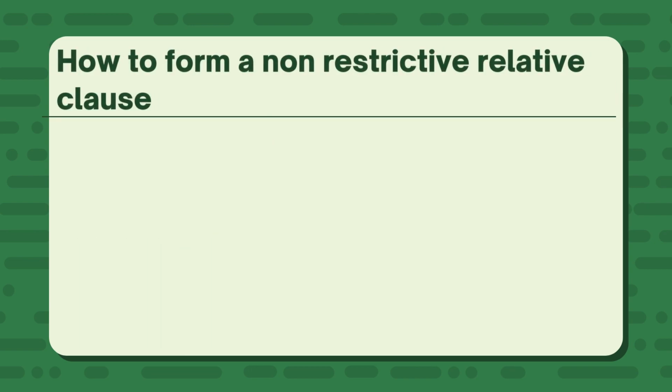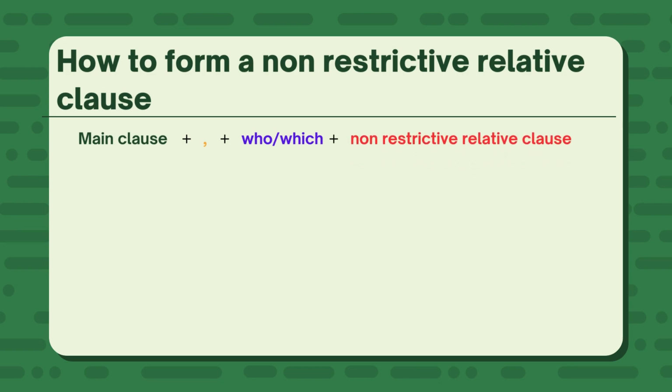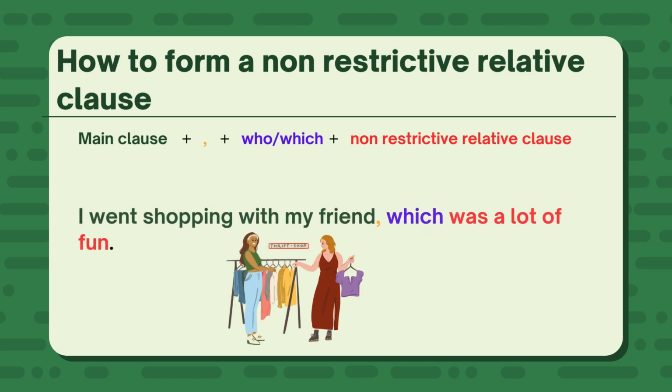First, let's look at how the main clause followed by the non-restrictive relative clause looks. So we have the main clause plus a comma plus who or which plus a non-restrictive relative clause. I went shopping with my friend. That's the main clause. Then we add a comma. Then we add which. Then we add our non-restrictive relative clause. Was a lot of fun. So our sentence reads, I went shopping with my friend, which was a lot of fun.